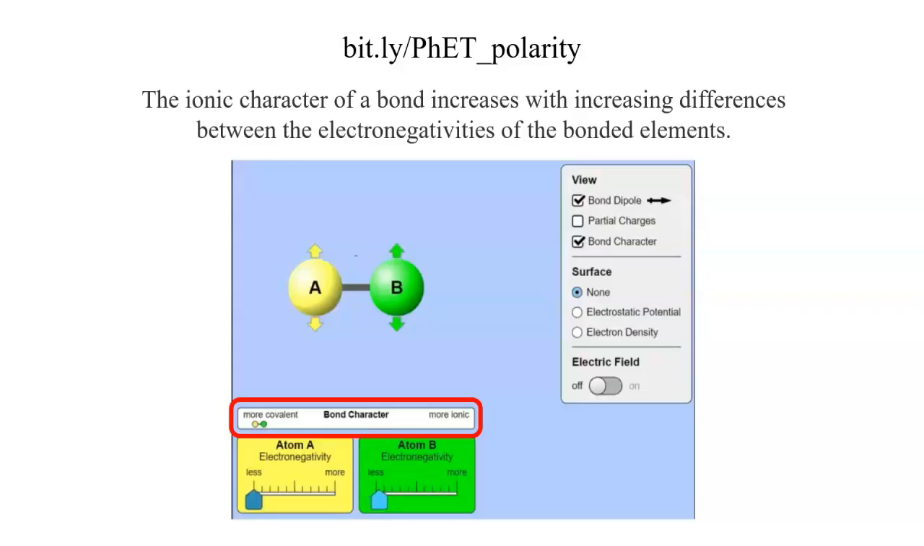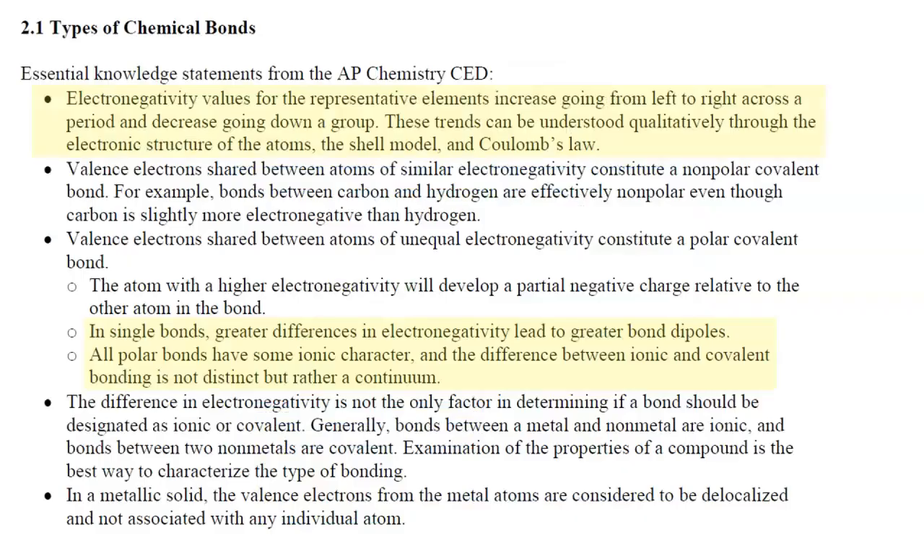So take a look at this: as the electronegativity of atom B increases, you can see that the black arrow representing the bond dipole also increases. And the bond character changes from being more covalent to being more ionic as the difference in the electronegativities of the bonded elements increases. Now on this slide, I'd like to highlight some statements from the AP Chemistry course and exam description for topic 2.1, types of chemical bonds.